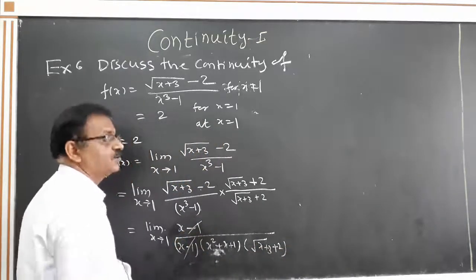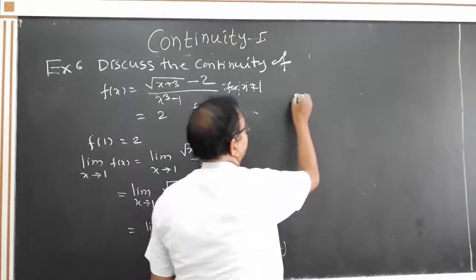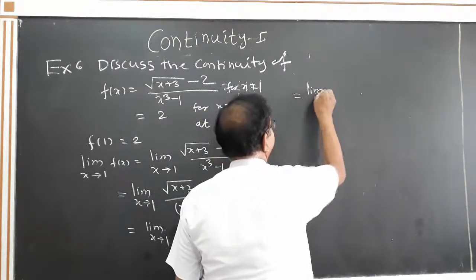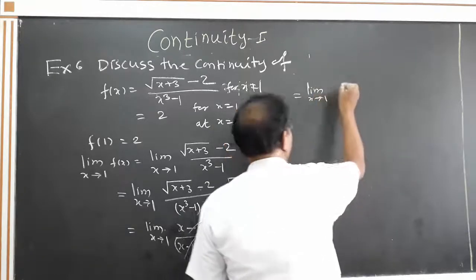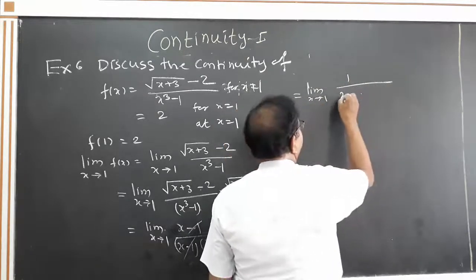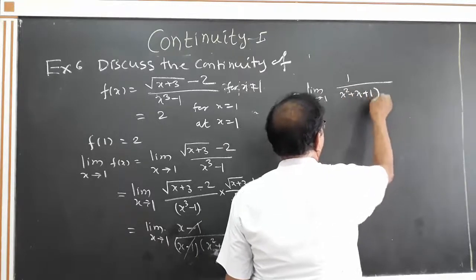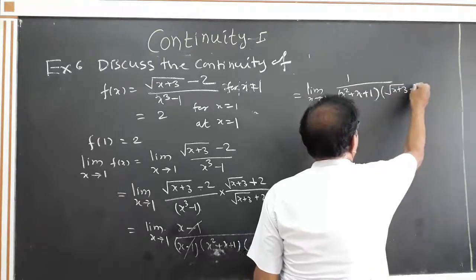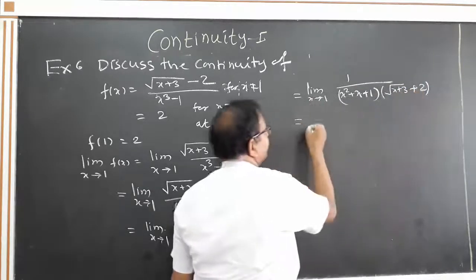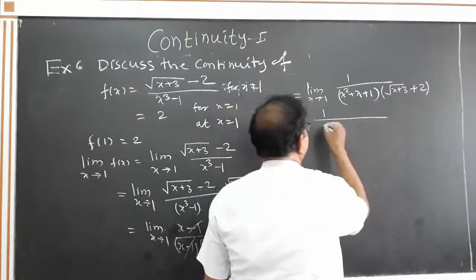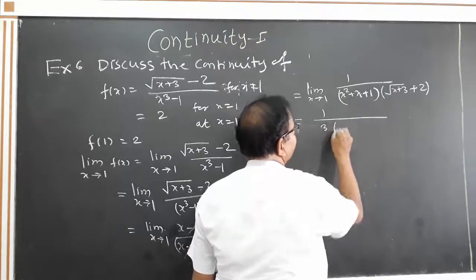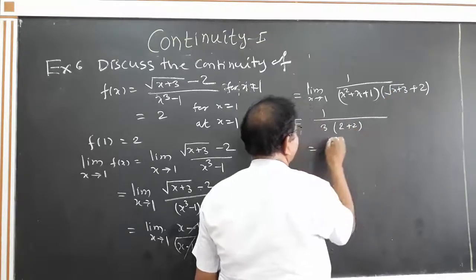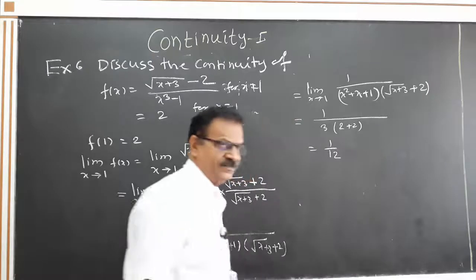X minus 1 common factor gets cancelled, equal to limit x tends to 1 of 1 upon x square plus x plus 1 into root of x plus 3 plus 2. That is equal to 1 upon, we shall substitute 1 plus 1 plus 1 is 3, 1 plus 3 is 4, 4th root is 2, that is nothing but 1 by 12.